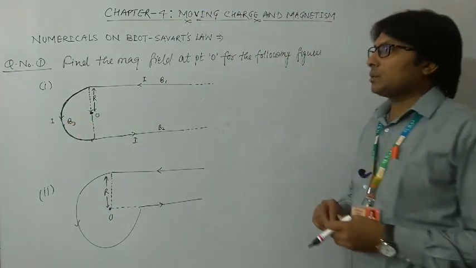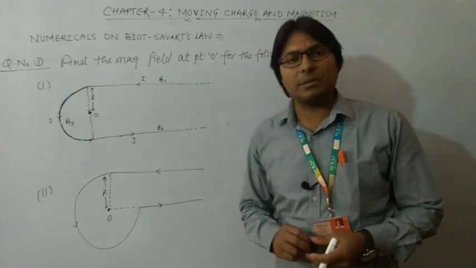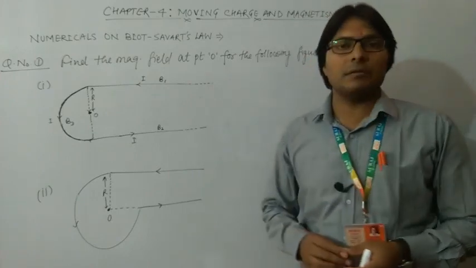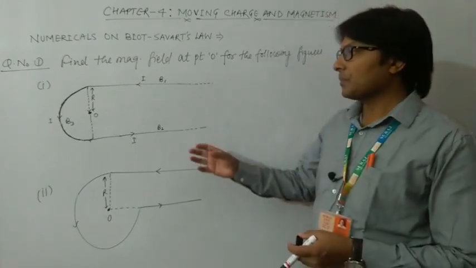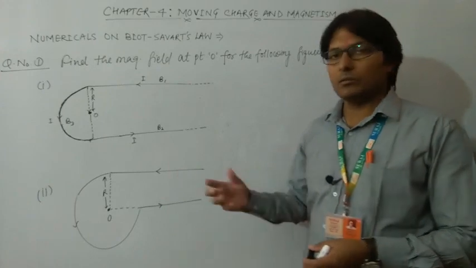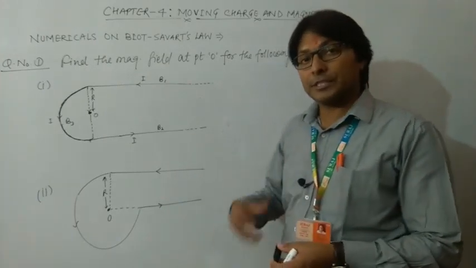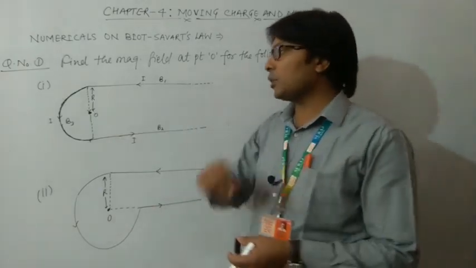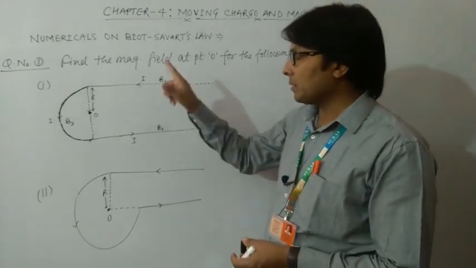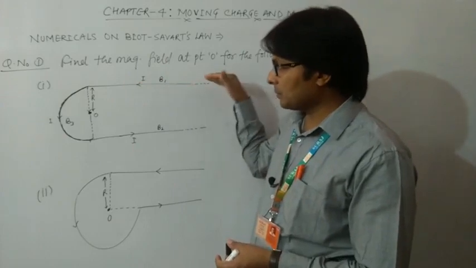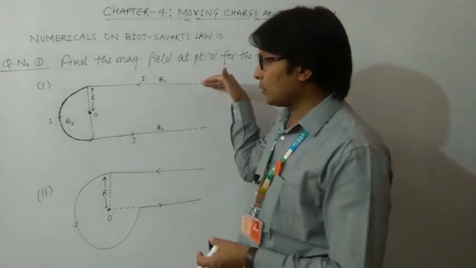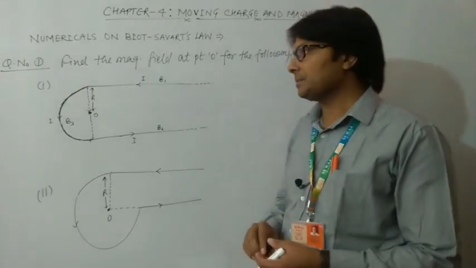Now if the direction of B1, B2, B3 will be in the same direction, then the net magnetic field will be the sum. Otherwise, whichever is in the opposite direction, we will subtract it. Okay, so let us first check the direction of magnetic field at point O due to this segment or wire of infinite length.